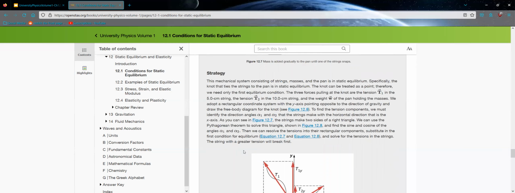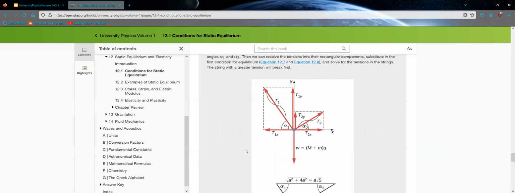The three forces pulling at the knot are the tension of the 5 centimeter string, the tension of the 10 centimeter string, and of course, gravity. Those are the three forces acting. We adopt a rectangular coordinate system, as usual, with the y-axis pointing opposite the direction of gravity, and draw a free body diagram, as shown here.